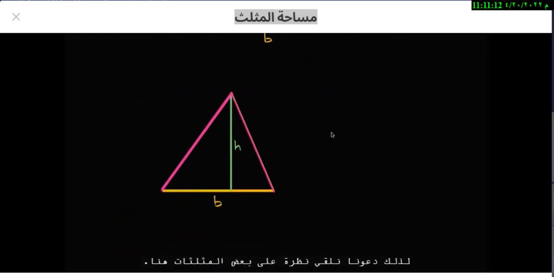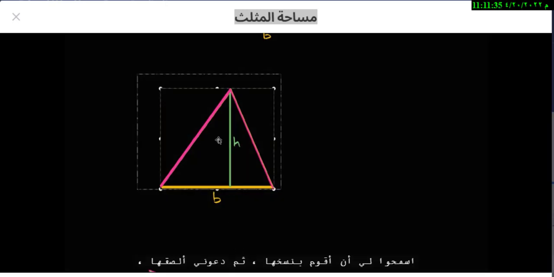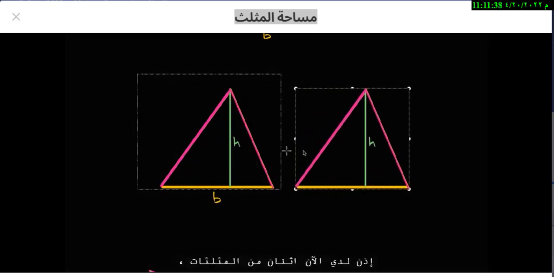So let's look at some triangles here. So that is a triangle, and we're given the base and the height. And we're going to try to think about what the area of this triangle is going to be. And you can imagine it's going to be dependent on base and height. Well, to think about that, let me copy and paste this triangle. So now I have two of the triangles. So this is now going to be twice the area.